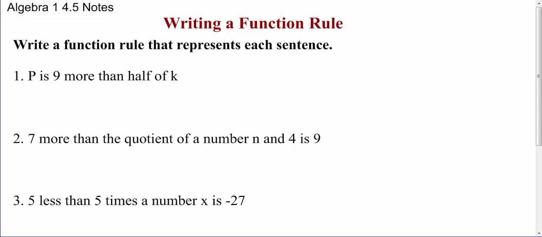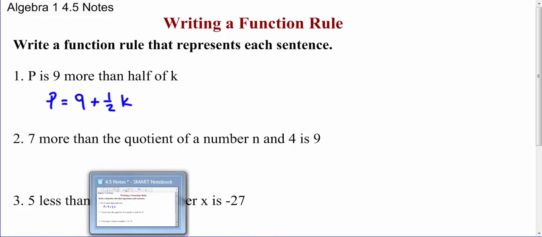Writing a function rule. Write a function rule that represents each sentence. P is 9 more than half of K. So we just basically have to take this sentence and translate it into an equation. So P is, that tells me it's equal to 9 more, that suggests addition. Half of K would be written like this, 1/2 K. Now we could have done 1/2 K plus 9. That would be an equivalent statement. That would also be lovely.